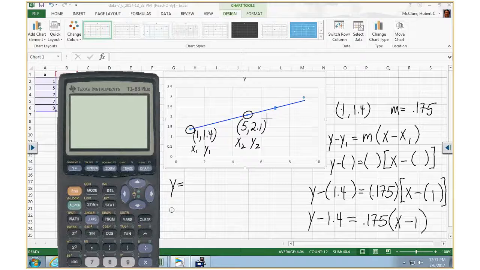Y equals 0.175x, because you got to do what with this 0.175? Distribute, Hubert. That's right, class. Minus 0.175. And then what do we do with this negative 1.4? Bring it across the river and it becomes what? So y is equal to 0.175x.